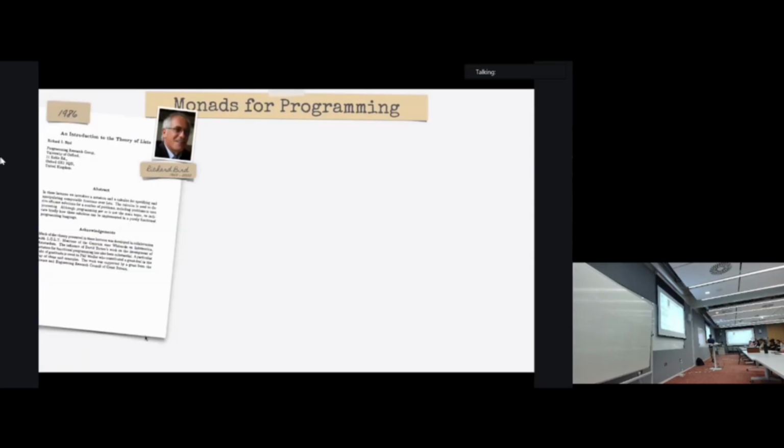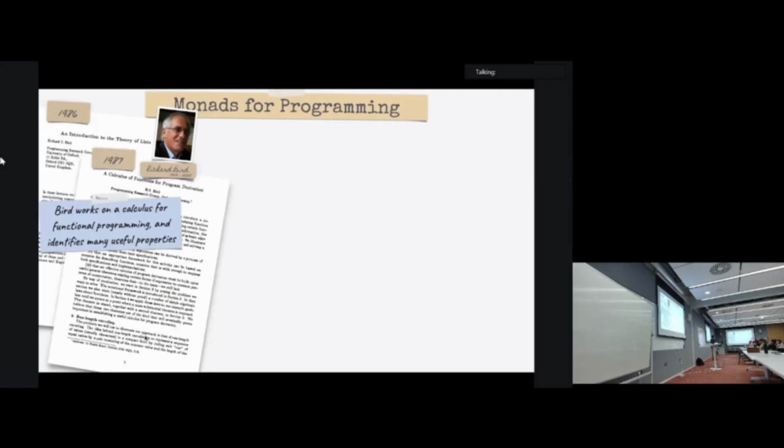So then we see Richard Bird, who works with these sorts of ideas in '86 and '87, working with the calculus of programming, and how we can use equations to sort of drive our development of things. And he identifies lots of useful properties, so he starts using equations as the sort of defining way in which we work with our programs.